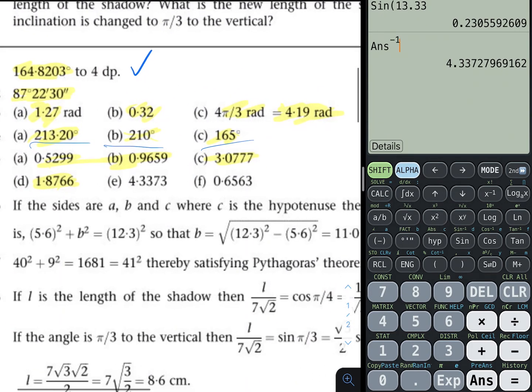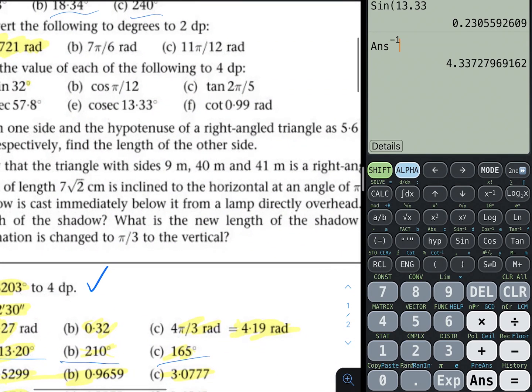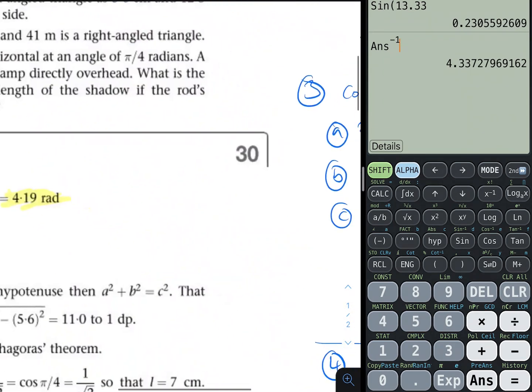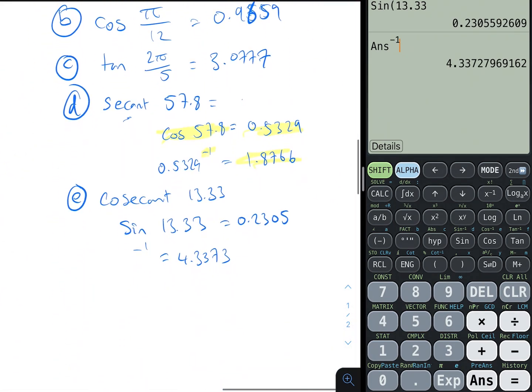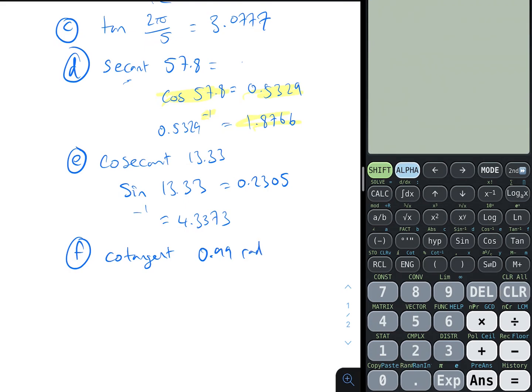4.3373. Perfect again. Okay, so final one. The cotangent of 0.99 radians. Make sure we don't miss that bit out. So cotangent of F. We've got the cotangent of 0.99 radians. So obviously that's just the tangent of 0.99 radians to the power of minus 1.